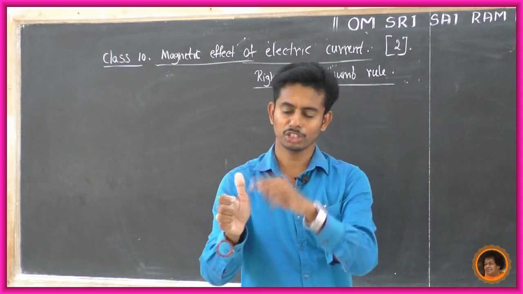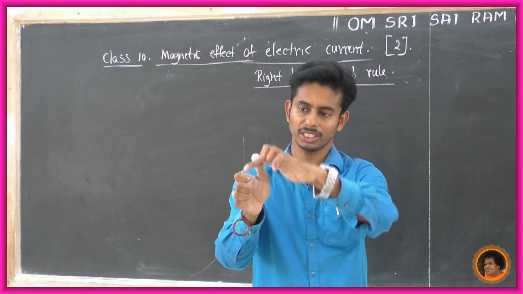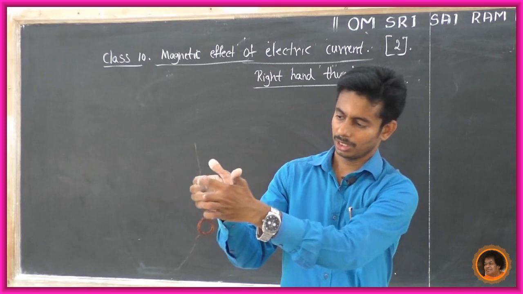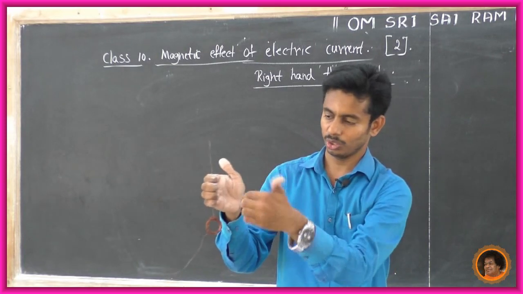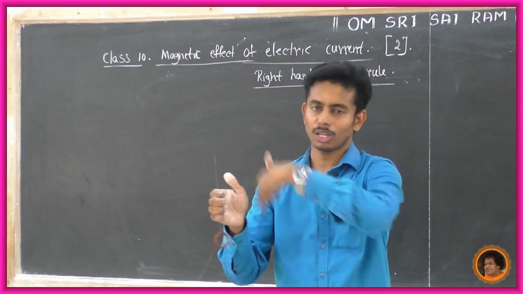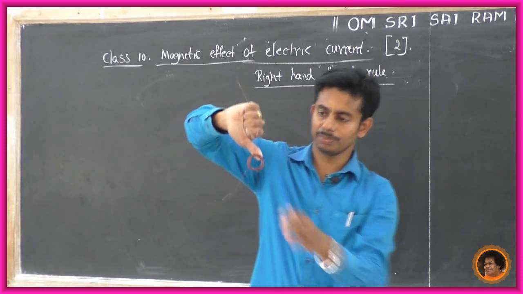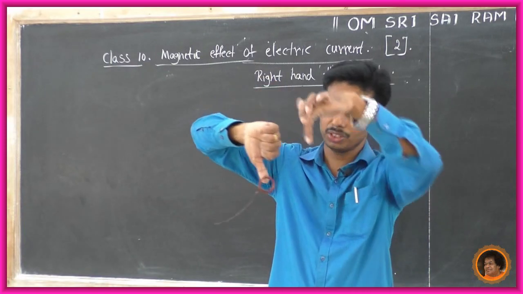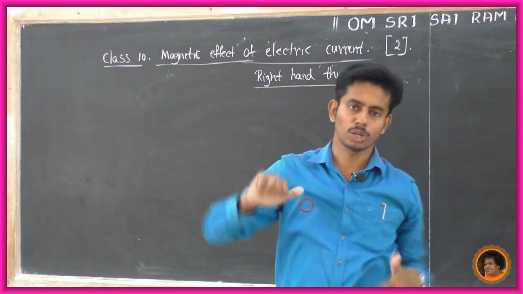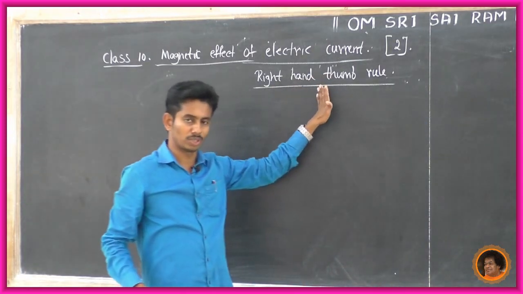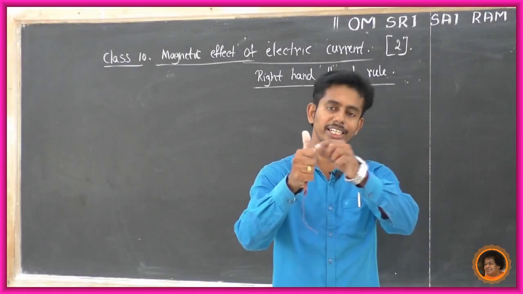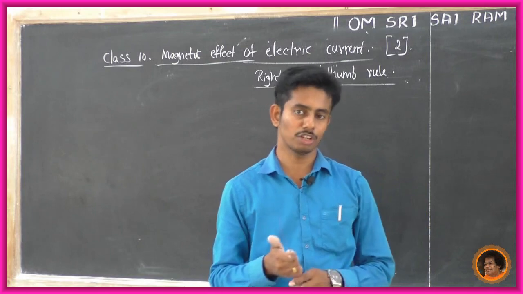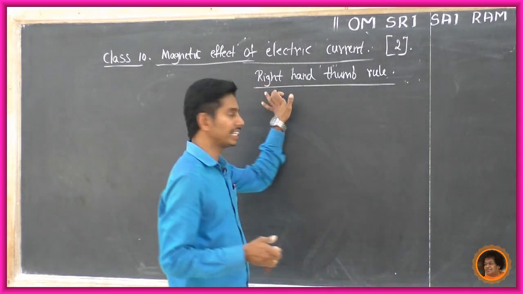Now tell me, what is the direction of current in this case? The current flows upwards. What is the direction of the magnetic field? Like this, because these fingers show it like this. So the direction is anti-clockwise. If I hold it like this, the current moves downwards and the magnetic field is clockwise. This is called the right hand thumb rule. What is the right hand thumb rule? The thumb indicates the direction of electric current and the rest of the fingers indicate the direction of the magnetic field. This rule is called the right hand thumb rule.